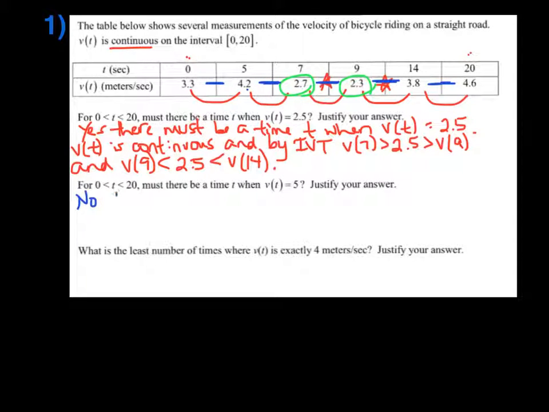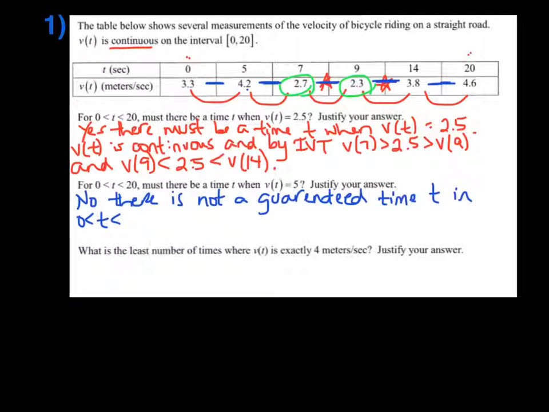No, there is not a guaranteed time t in 0 < t < 20 when v(t) is equal to 5. Okay, and then I just have to say, why do I know? And I would say, by the intermediate value theorem, IVT. Okay, and that's enough to say it. Okay, the answer is no. And you are sure of that because of the intermediate value theorem.